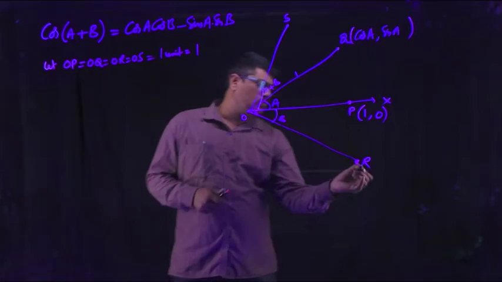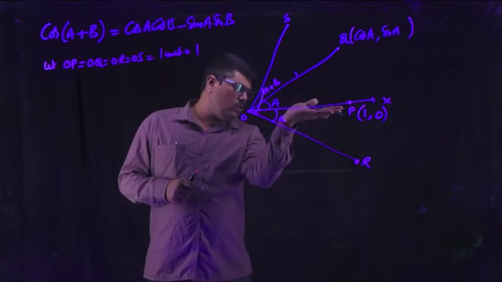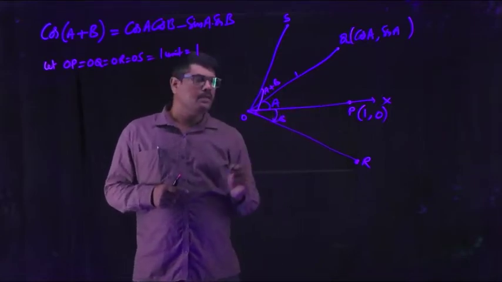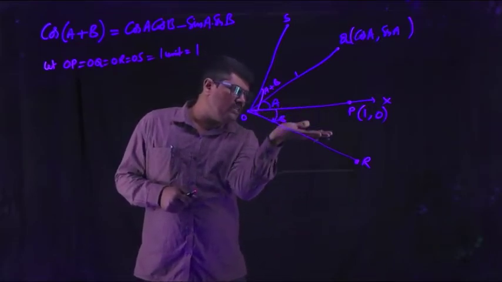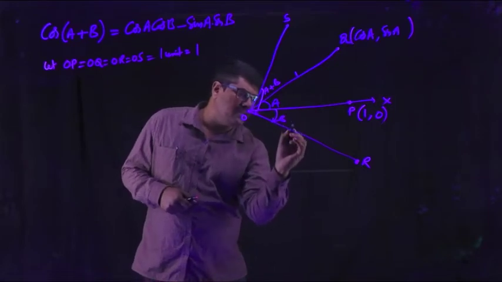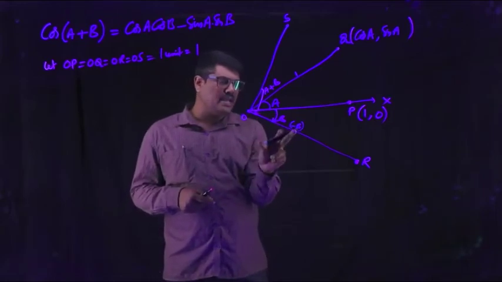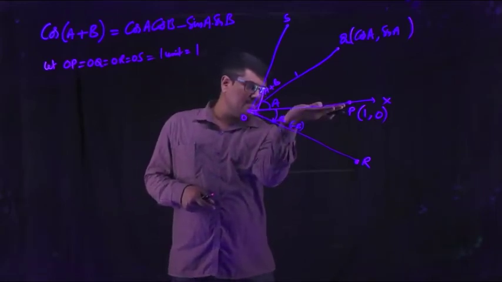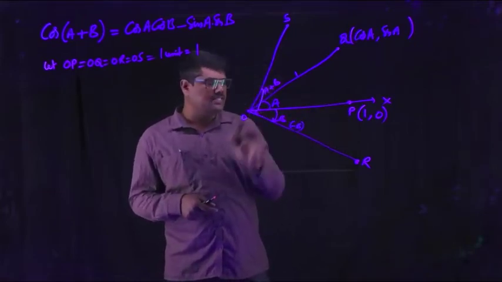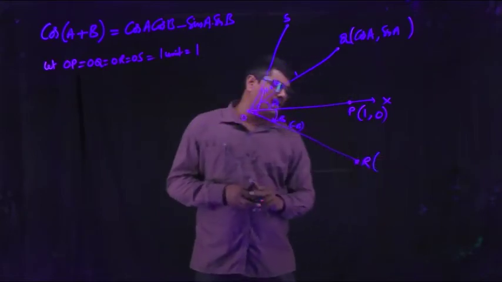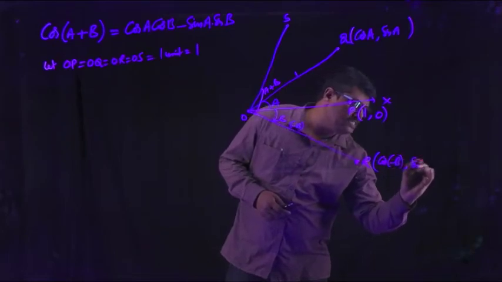Now move to identify the point R. Actually, according to the concept, OR makes an angle B, but you can observe it is in the clockwise direction. Whenever you move in clockwise direction, you have to consider the angle there as minus B. So this B has to be considered as minus B. Why? Because from the x-axis, this OR we are observing in clockwise direction. That's why the angle is minus B. So the point R becomes cos minus B, sin minus B.